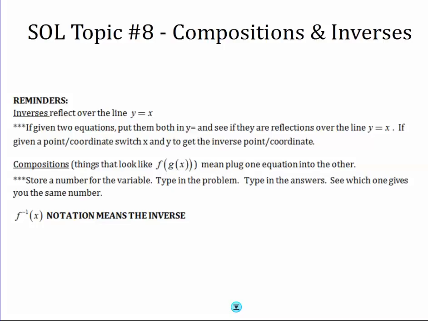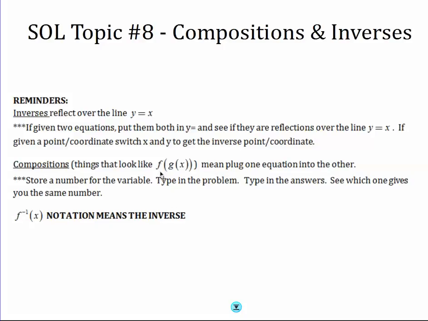Today we're going to talk about compositions and inverses. So a couple of reminders before we look at some problems. Inverses are reflected over the line y equals x. If you're given a graph, then that's pretty easy to see. If you're just given two equations, then put them both into y equals on your calculator and see if they are reflected over the line y equals x. If you're given a point or coordinates, switch the x and y coordinates to get a point on the inverse.